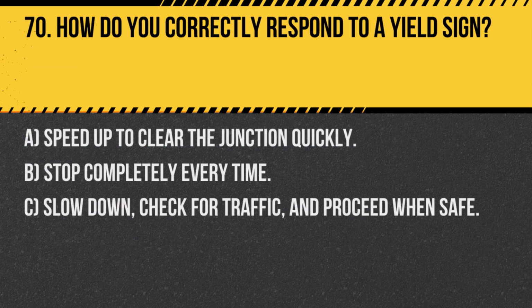Question 70. How do you correctly respond to a yield sign? A. Speed up to clear the junction quickly. B. Stop completely every time. C. Slow down, check for traffic, and proceed when safe. Answer: C. Slow down, check for traffic, and proceed when safe. Yield signs require drivers to give right-of-way to other road users, but do not always require a complete stop.